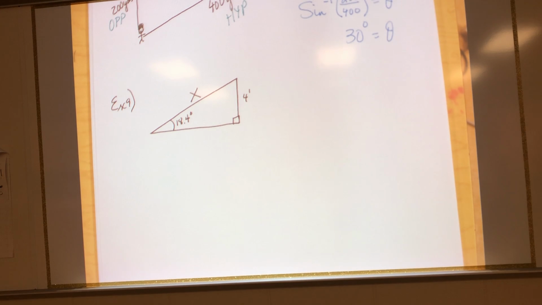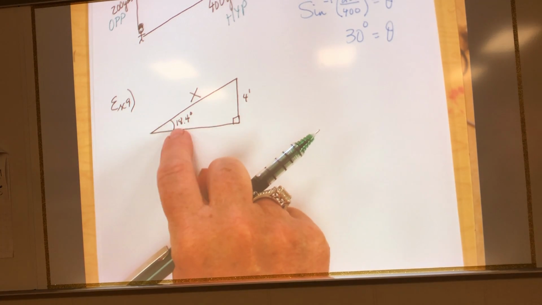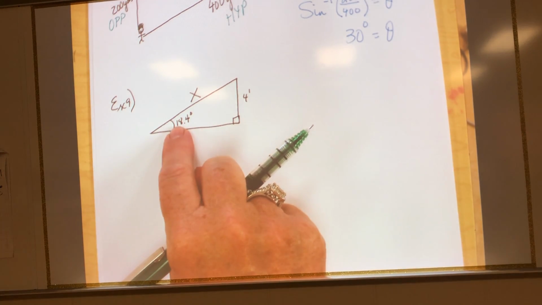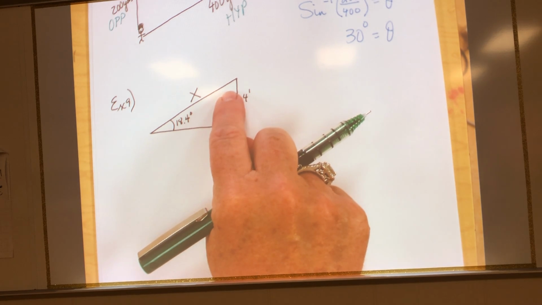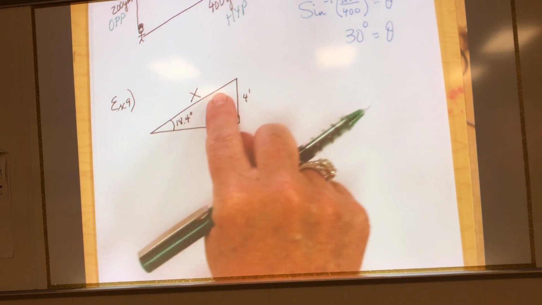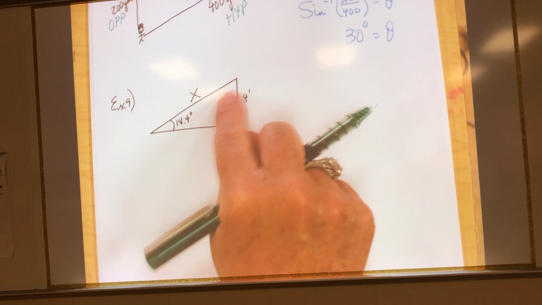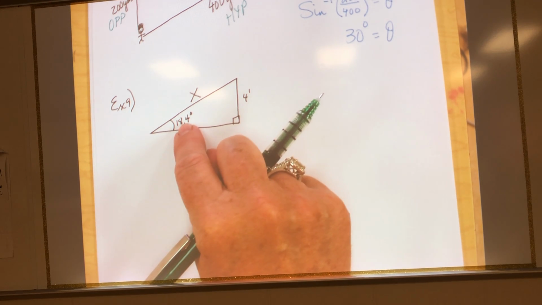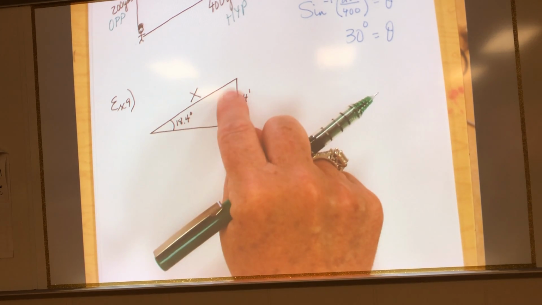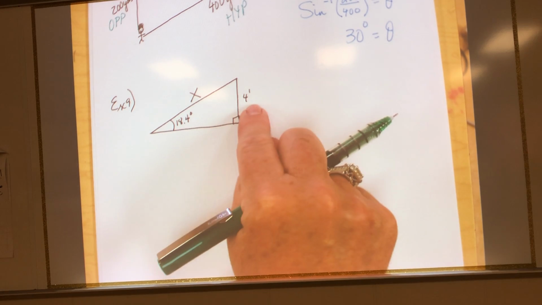We're going to label the sides always with respect to the angle that you know. Could I find this angle right here? Yeah. These two are complementary. You go 90 minus this and you've got it. So, with respect to this angle, what's this side called?